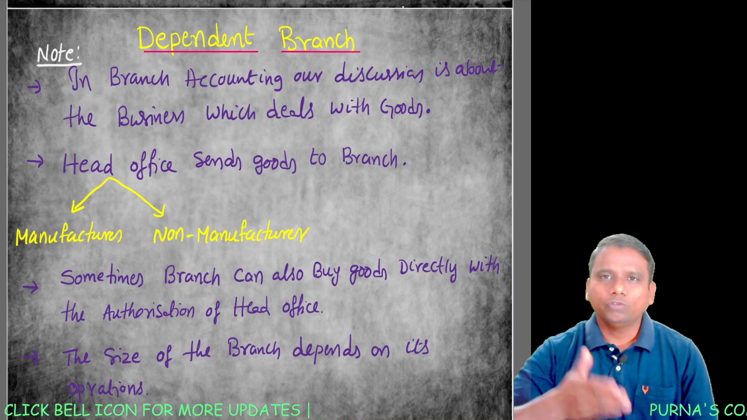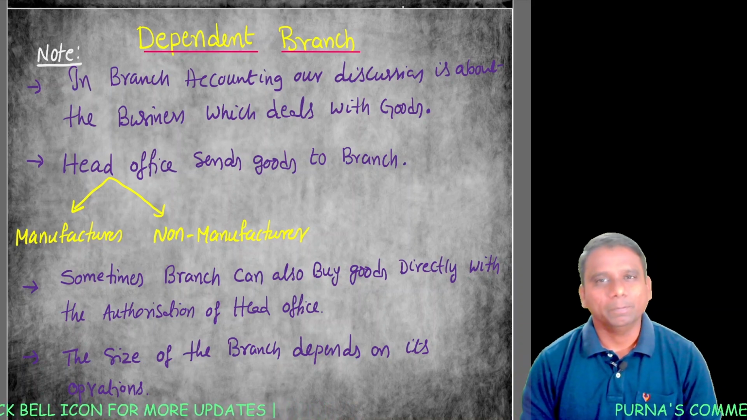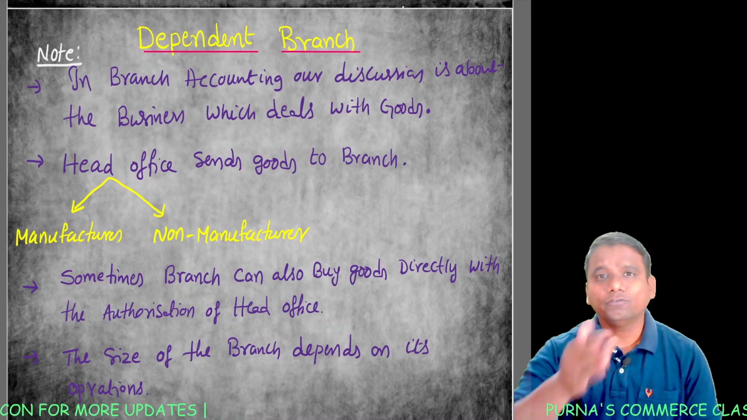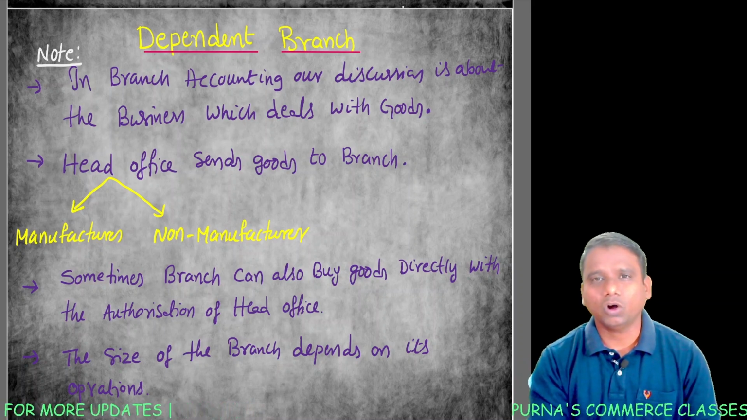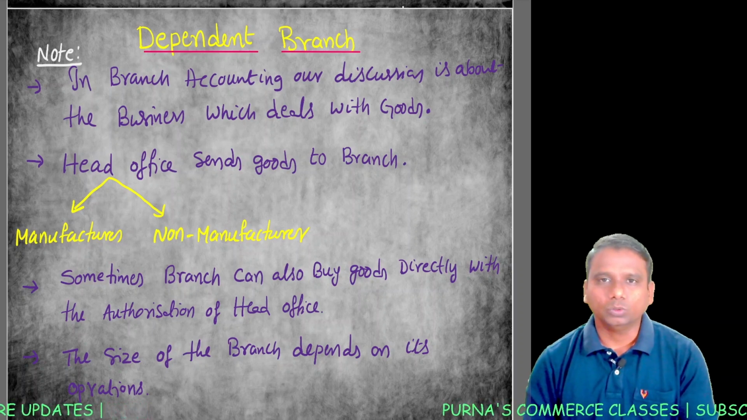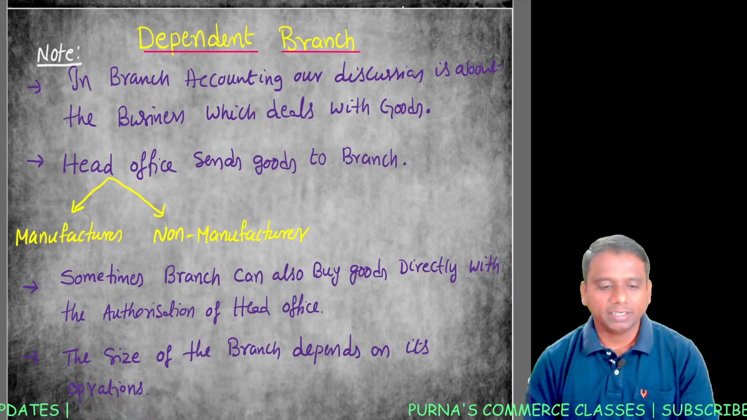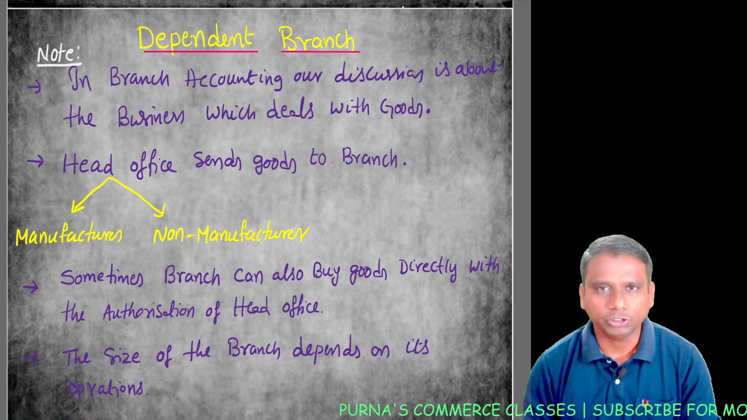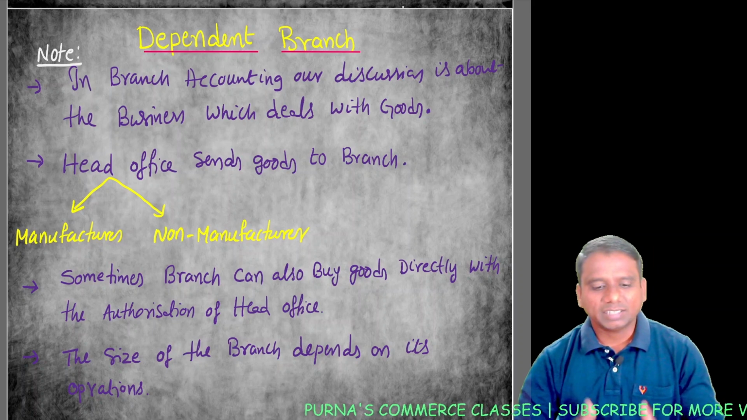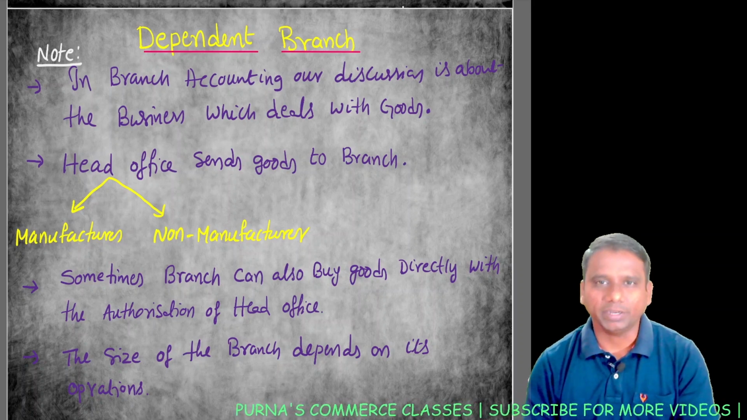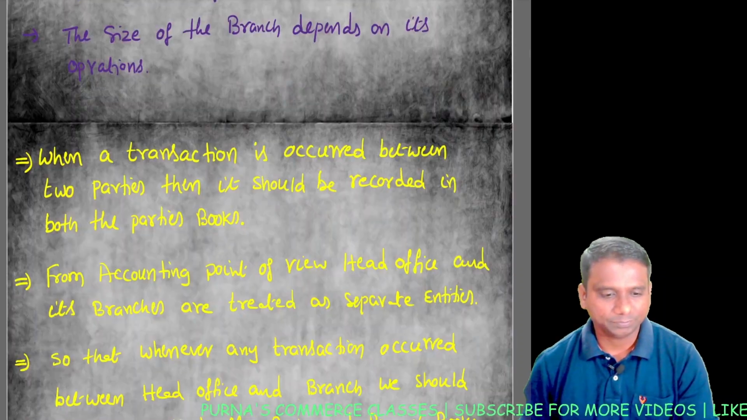Second one, head office sends goods to the branch. Generally, head office sends goods to the branch. Head office may be a manufacturer or non-manufacturer. Next one, sometimes the branch can also buy goods directly with the authorization of head office. This is one more assumption we should have. Next, the size of the branch depends on its operations. So do remember these points. Okay, right? Next.